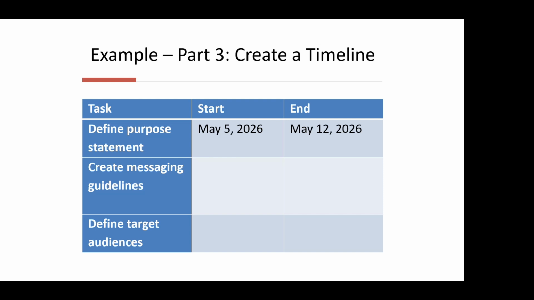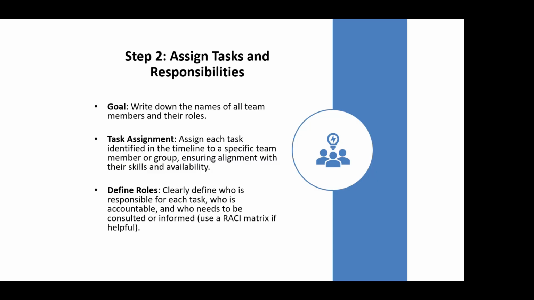Okay, so I hope you got some creative juices flowing, and now we'll move on to the next step in this process, which is assigning tasks and responsibilities. We have our milestones, we have our tasks, we have some timeline thoughts, and now we have to think about who's going to be doing this and how it all gets done by our team, by our people, by our network.